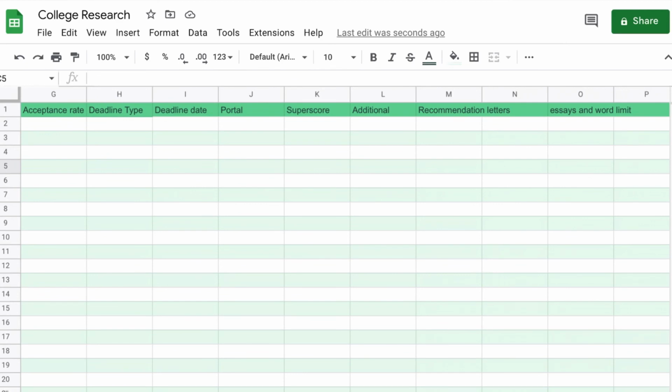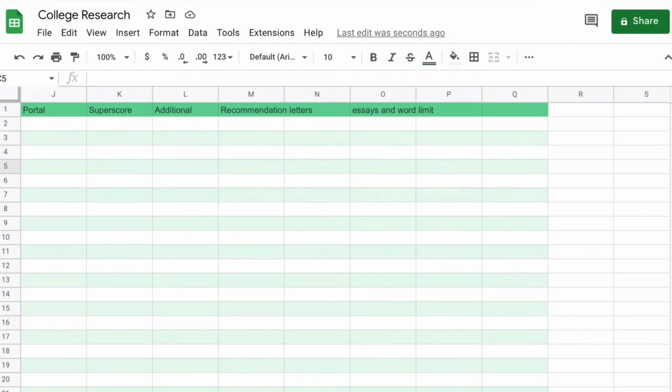If you're choosing to apply to a lot of colleges, make sure to schedule the deadlines and the number of essays around so you're not swamped too much all the time.